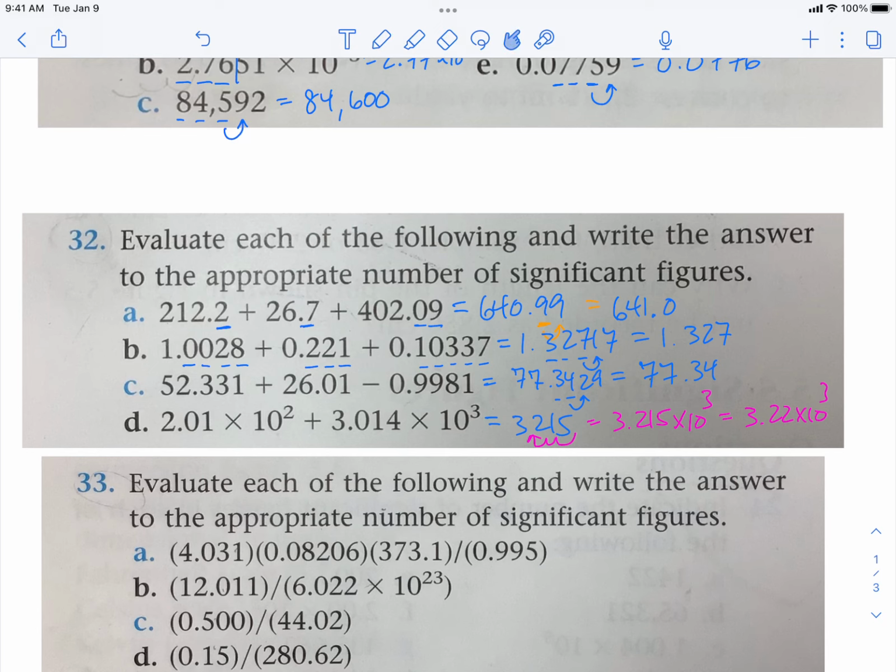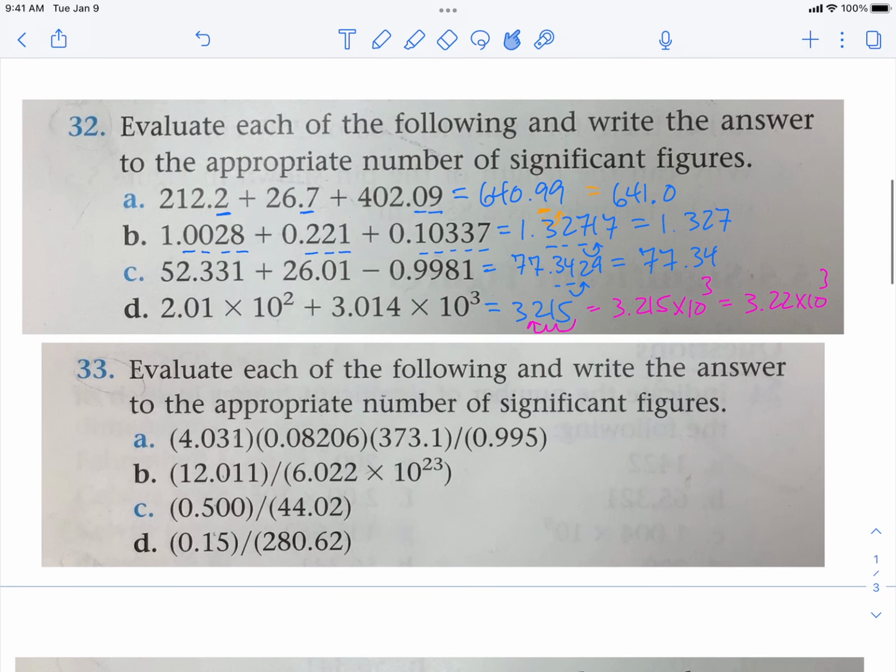Looking at 33, now we're multiplying and dividing. So for 33, we multiply and divide. Do the calculator, do the math there. 4.031 times 0.02806 times 373.1 divided by 0.995. So my calculator is giving me a really big number. I may not write everything out. 124.0356 and keeps going. And we're going to round to the least number of significant figures.